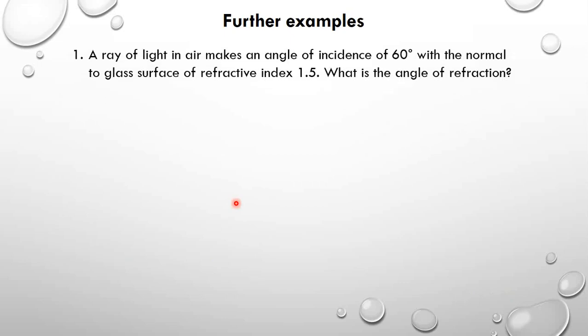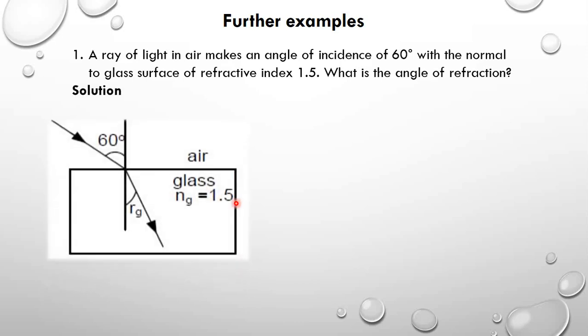We have here the question, number 1. A ray of light in air makes an angle of incidence 60 degrees with a normal to the glass surface of refractive index 1.5. What is the angle of refraction? Let's see this. So we have this diagram which can represent what we are talking about. So this is the normal, and the angle of incidence is 60, and the angle of refraction is RG. So we are moving from air to glass, so we can apply Snell's law there.